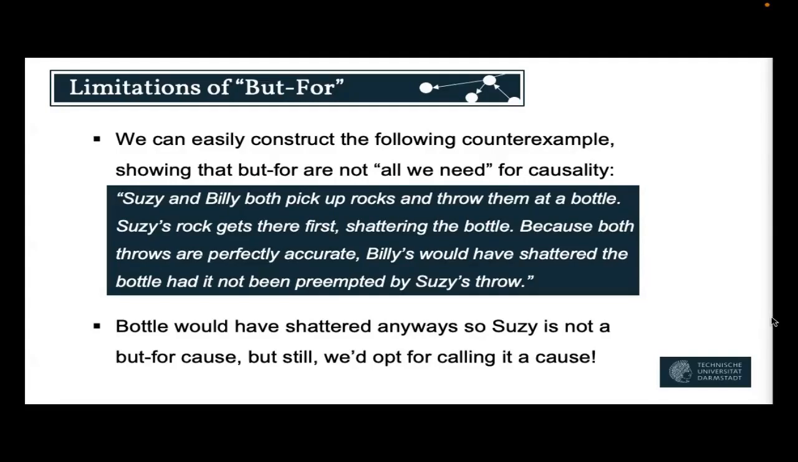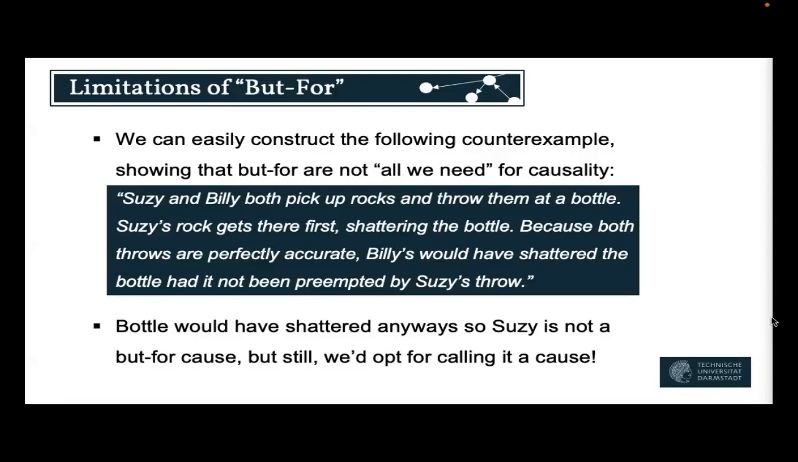But just discussing it on a philosophical note, we could construct an example like here in this box. Imagine now this scenario. You have two people, Susie and Billy. It's this famous example. And they both pick up rocks, right? So Susie has one and Billy has one, and there's a bottle, right? And they play a game and they throw, right? And both of them are very accurate throwers, right? So both are capable of hitting the bottle right away if they throw it. But Susie's rock, because, whatever, she was throwing faster, she goes first, hits first. The bottle shatters, right? Because the rock hits the glass of the bottle, the glass shatters.